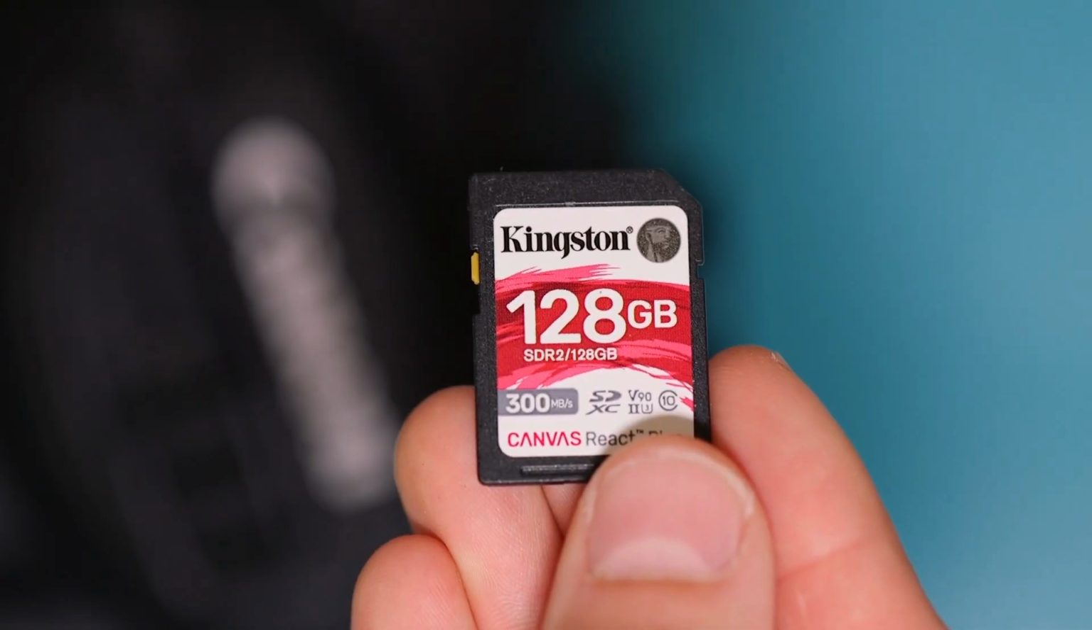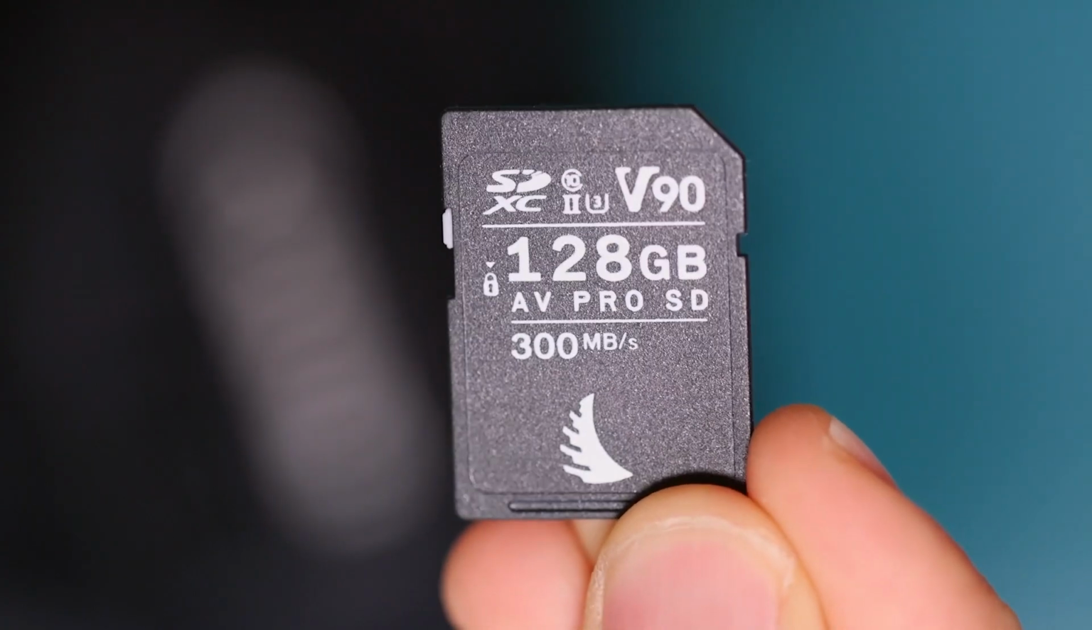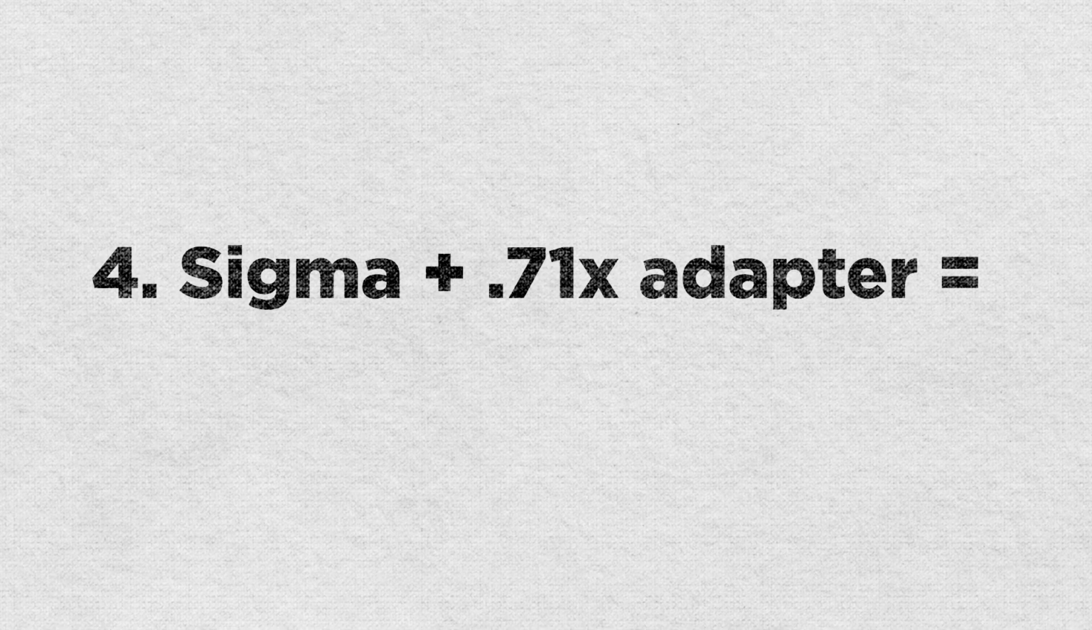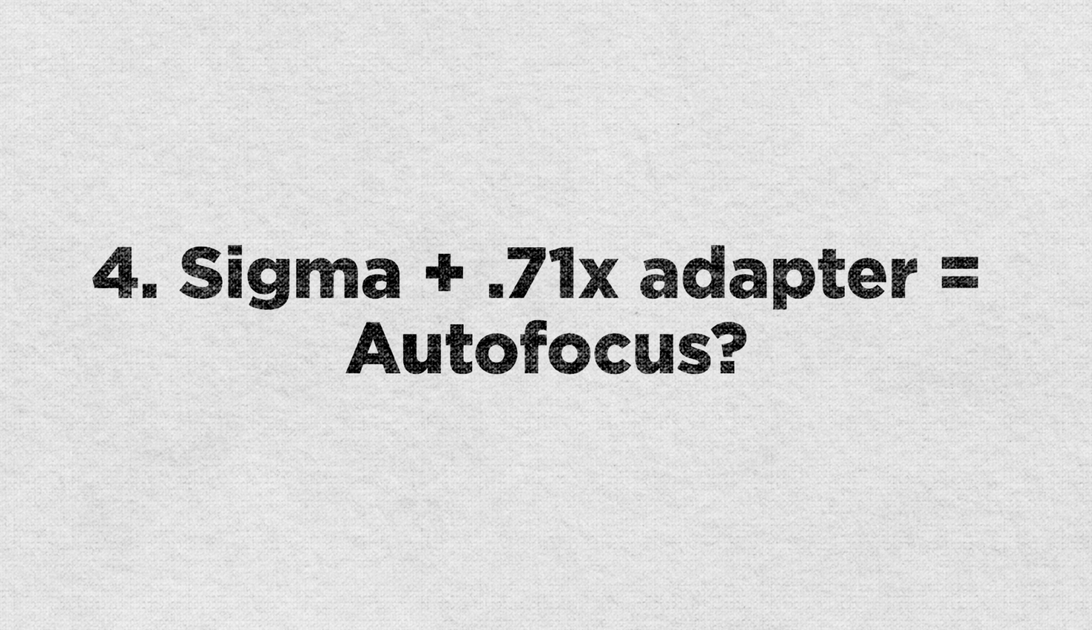Number 3, best C70 cards. I have these 3, and I'm not savvy enough to really tell you the minute differences between them. I've just kind of been buying whatever's on sale, and they've all worked great for me. Do you still get autofocus with these Sigma prime lenses and the speed booster? Quick answer, yes. Long answer, let's do some tests.